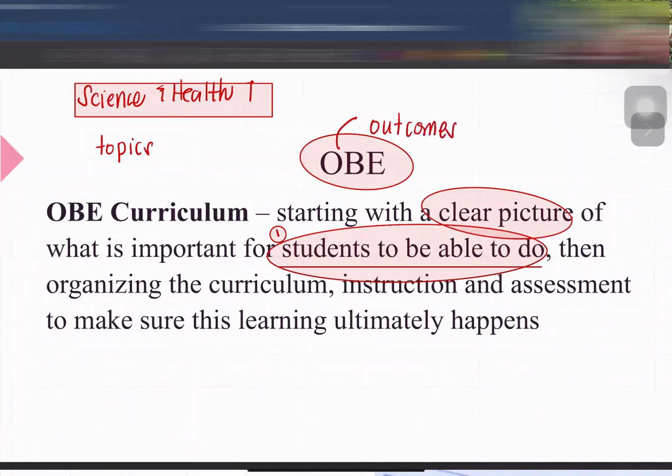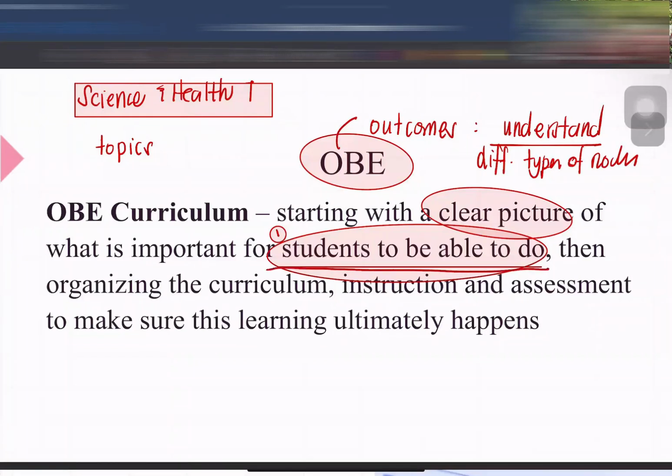Halimbawa, gusto ko that at the end of the session, the students will be able to understand the different types of rocks. If that is the goal, my class activities will be based on this goal of having them understand the different types of rocks. So again, in the OBE curriculum, you start with a clear picture of what is important for the students to do. Then the second step is for you to organize your curriculum, instruction, and assessment. It's not the other way around.